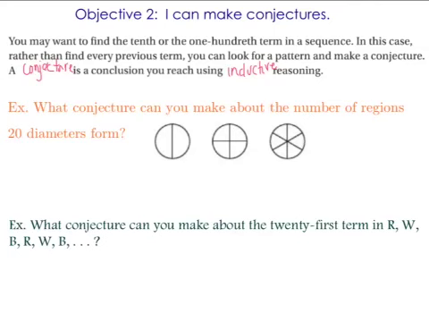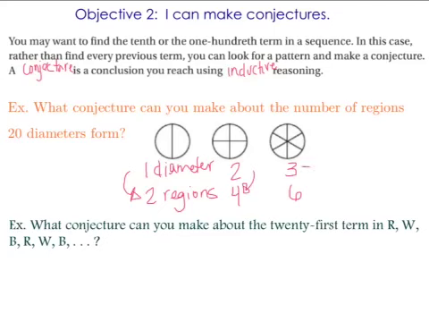In this example it says, what conjecture can you make about the number of regions 20 diameters form? In our picture we see that one diameter forms 2 regions. Then we have 2 diameters and we have 4 regions. And then we have 3 diameters and we have 6 regions. We want to see the pattern between diameters and regions: from 1 to 2, from 2 to 4, and from 3 to 6.